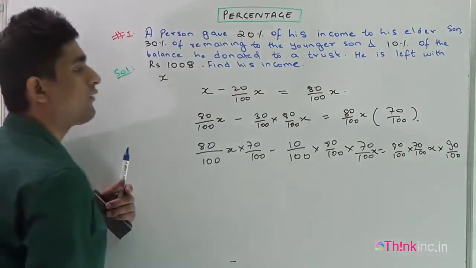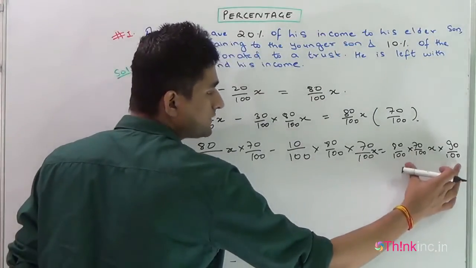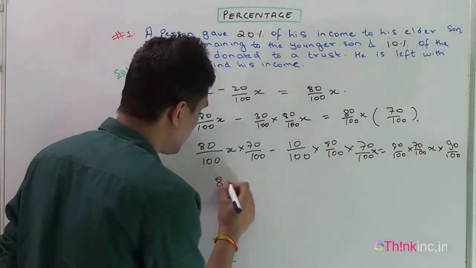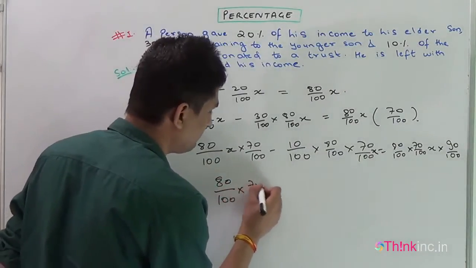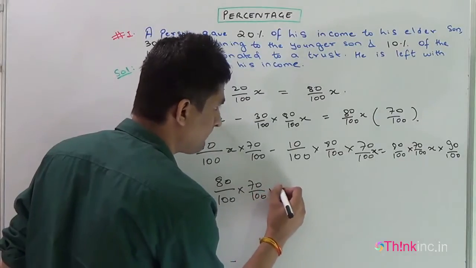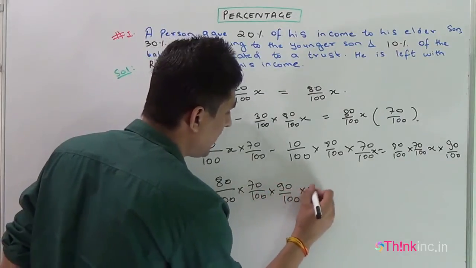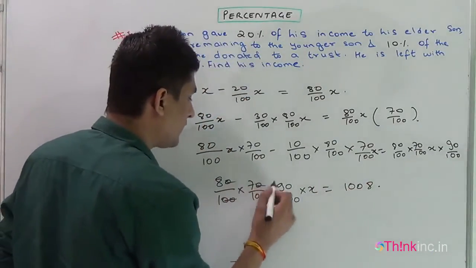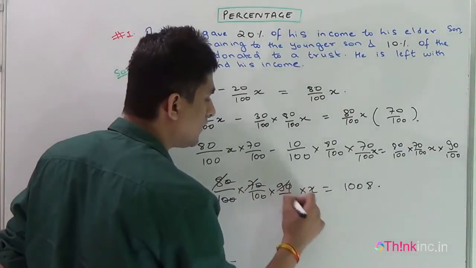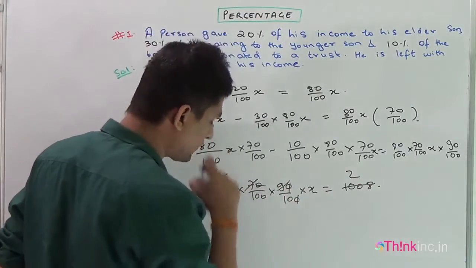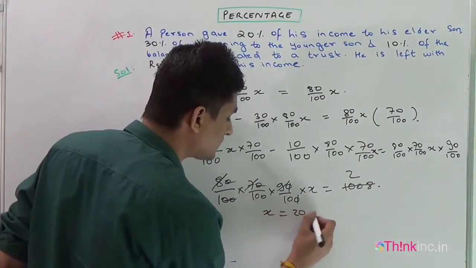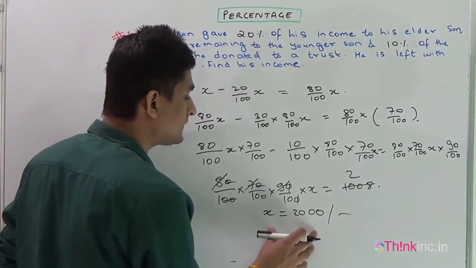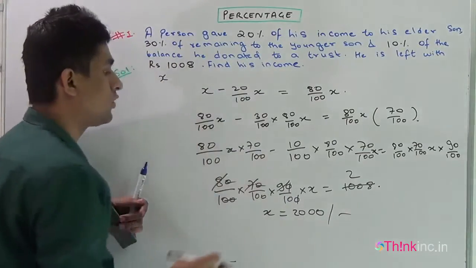What the question says, this is the amount he is left with, and this amount is equal to rupees 1008. Let's equate this. By 100 into X is equal to 1008. Now if I solve it, the zeros get cancelled out, and here I will be left with 2. Now X comes out to be 2000. Hence the value of X is 2000. That means his income was rupees 2000.